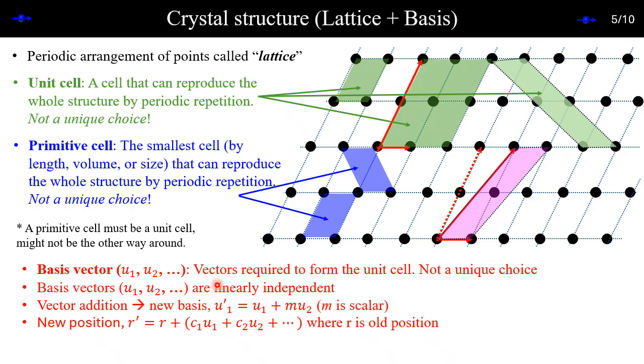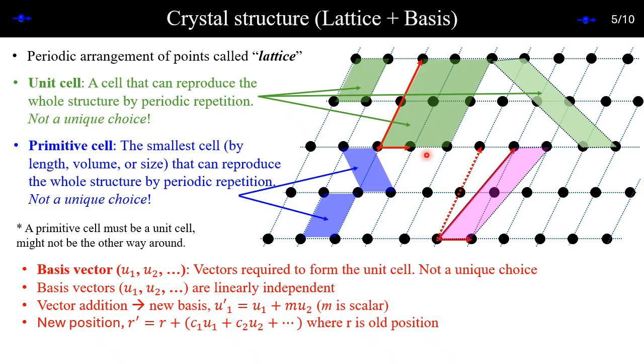Yeah, so that means addition of basis vectors will again give you a set of basis vectors. And the position is not unique. The reason is that there is no starting point because it's infinite, so I can always relocate my origin. Okay, so anyway, the basis vector doesn't mean that it will be unique.